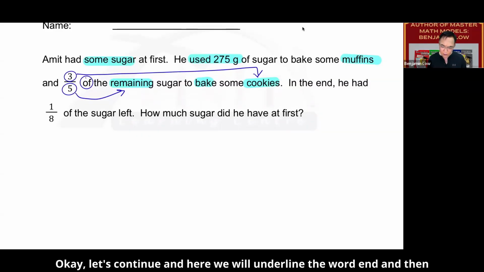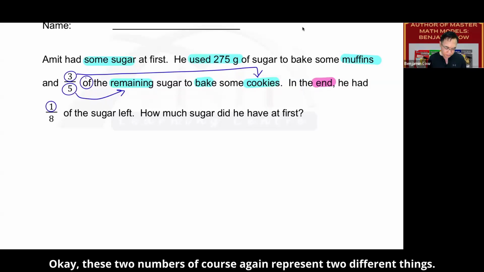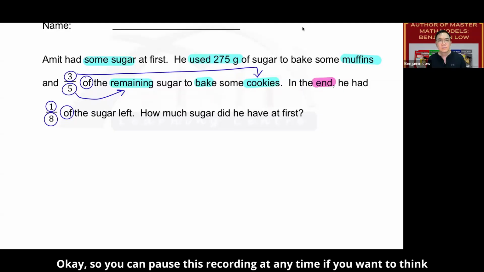Let's continue. And here we will underline the word end. And then we have two numbers, 1 and 8. These two numbers, of course, again represent two different things. So the question is, what is 1 and what is 8? I'll give you a moment. You can pause this recording at any time if you want to think about it.